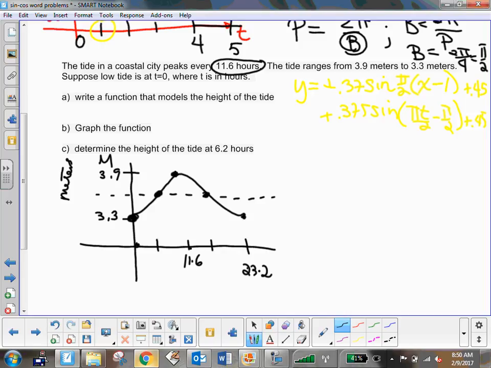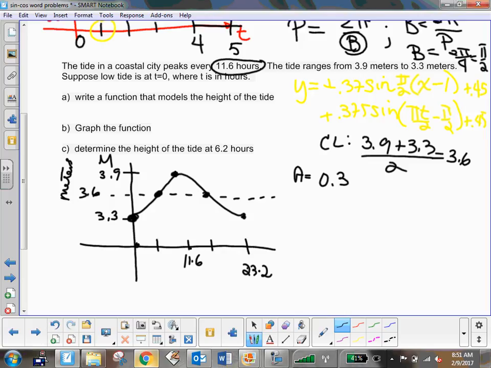So let's find our center line. How do I find my center line? So I'm going to go 3.9 plus 3.3 over 2. What is that? 3.6. So now we're going to put a 3.6 here, which means my amplitude is what? 0.3. Because that's how far up and down I go, right, from my center line.